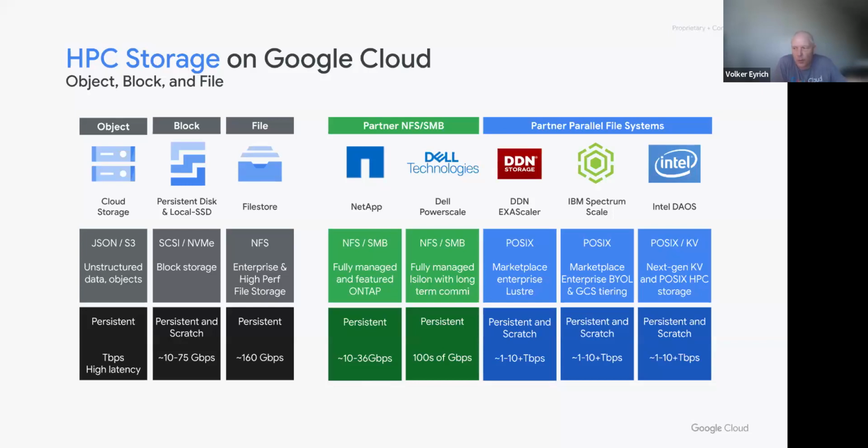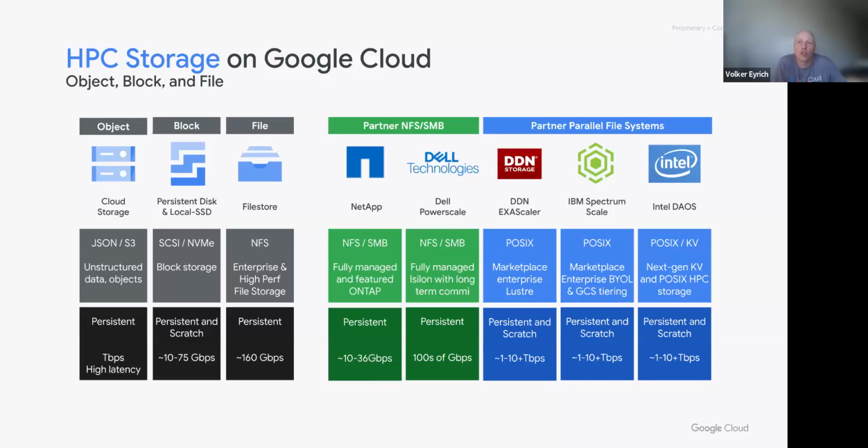What I think is important to point out, though, is that a number of partners offer industry standard, extremely capable systems on GCP: NetApp, Dell, DDN. DDN is very much focused on the high performance space. Spectrum Scale from IBM, formerly called GPFS, has been around for a good 20 years. It's almost like an industry standard. That is available in GCP.